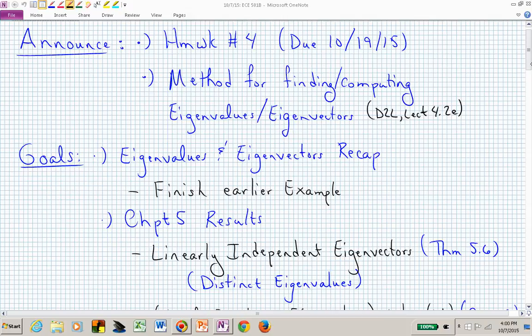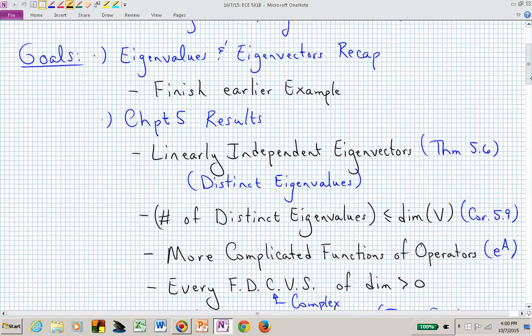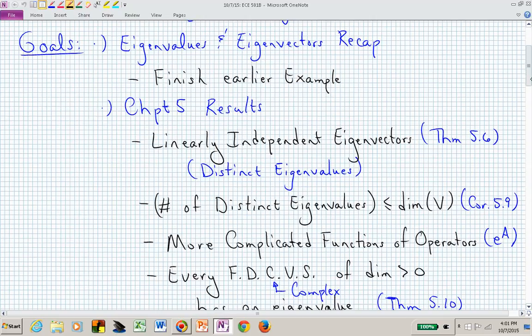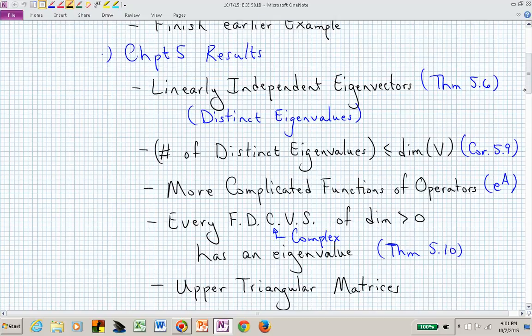We're going to continue today with talking about eigenvalues and eigenvectors, which is chapter 5. We will recap the definition of eigenvalues and eigenvectors. You should have that memorized by now. You should be waking up in the middle of the night and saying Ax equals lambda x or something to that effect.